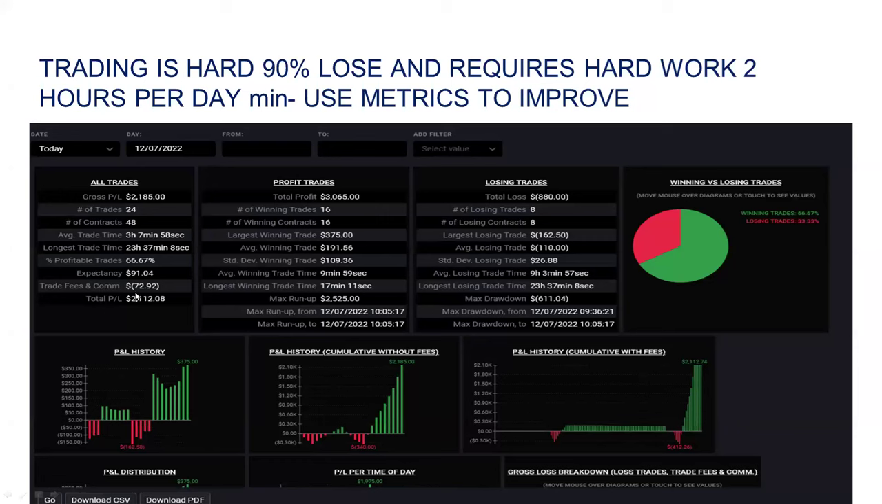But it is very important that you have an eye on your metrics. How many trades have you done? What is your average winning trade today? What's your average losing trade today? What is your win-loss ratio? Because that predicts your life expectancy.